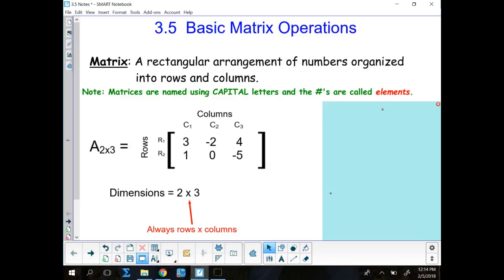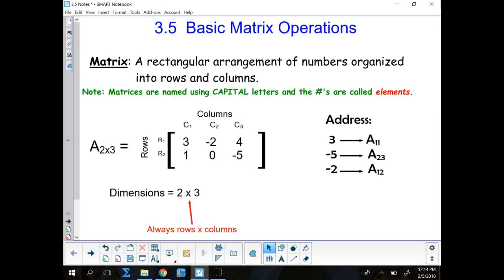Those are also called addresses. So the address of element 3 is A11 because element 3 shows up in the first row, first column. The element of -5 shows up in the second row, third column, so its address is A23. Addresses are different than dimensions.